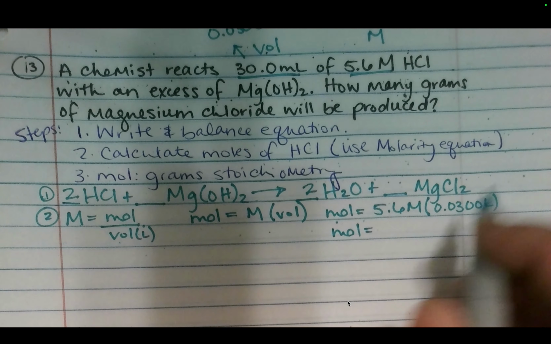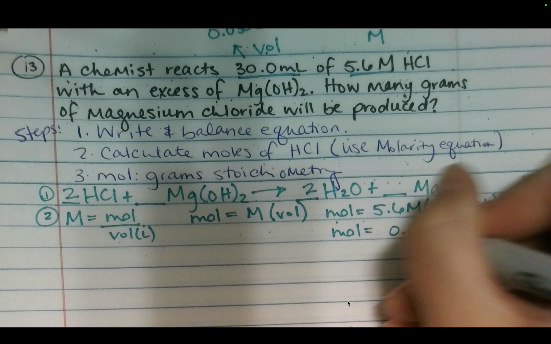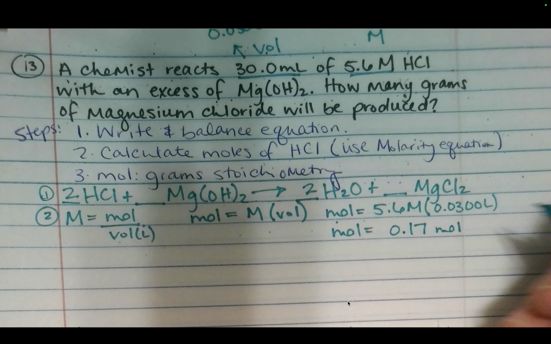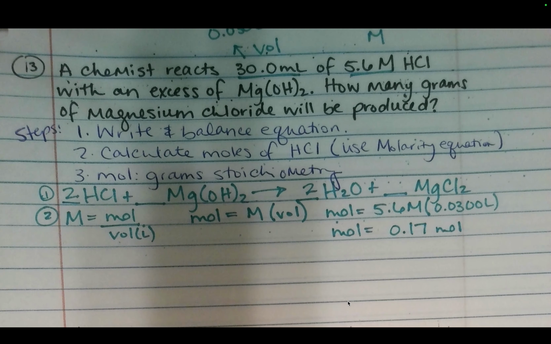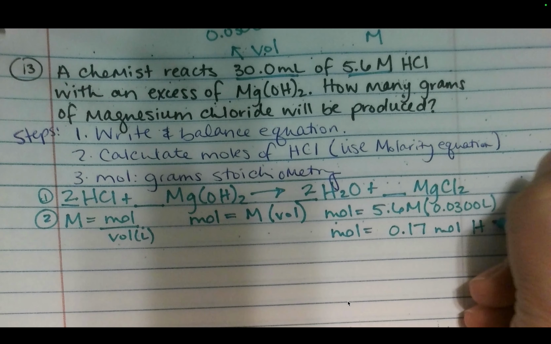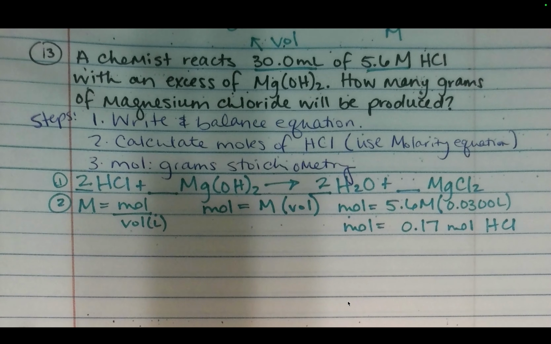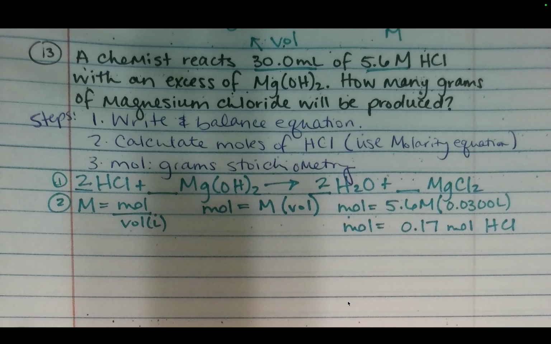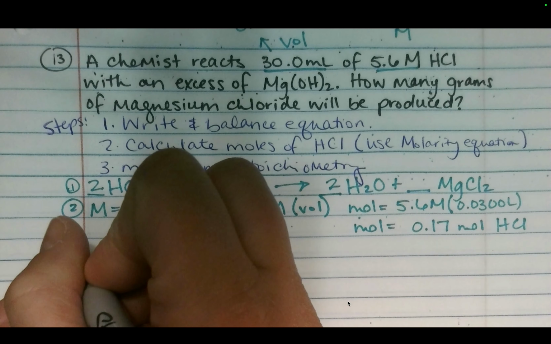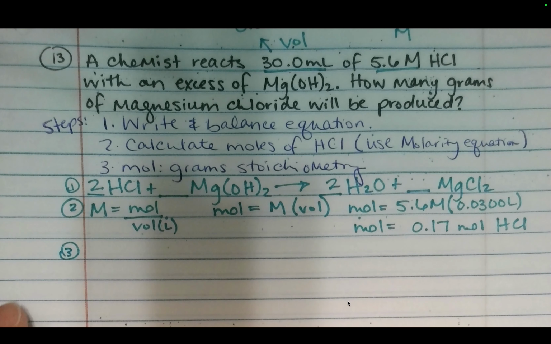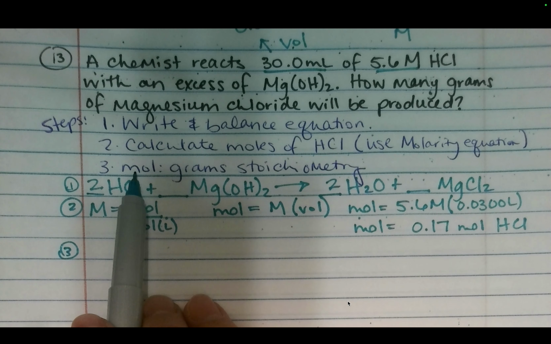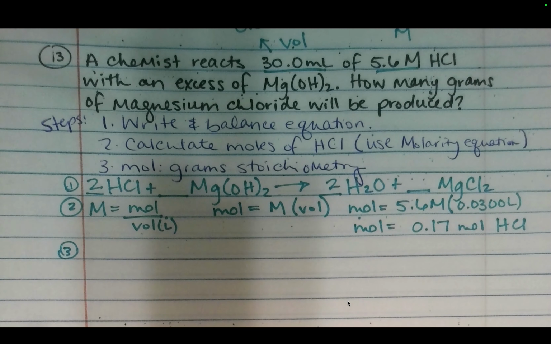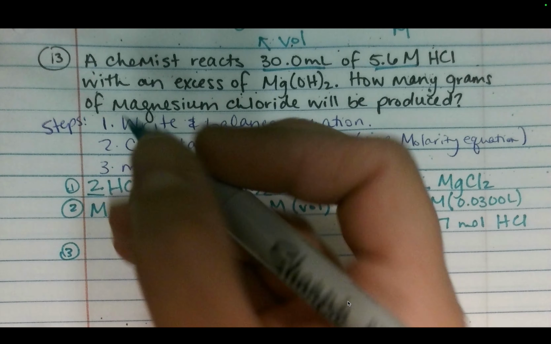Two sig figs here. 0.17 moles. And this is HCl. We're going to do stoichiometry in a minute, so we need to keep up with what we have. So 0.17 moles of hydrochloric acid. Lastly, step 3. Use stoichiometry to go from moles of one substance to grams of another. Make sure you have your flip chart if that helps you on these types of problems.